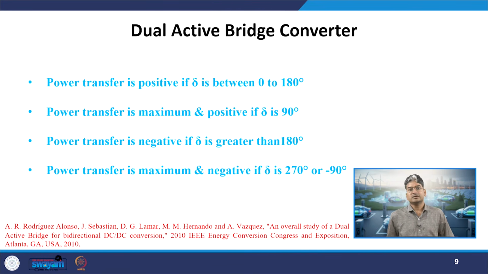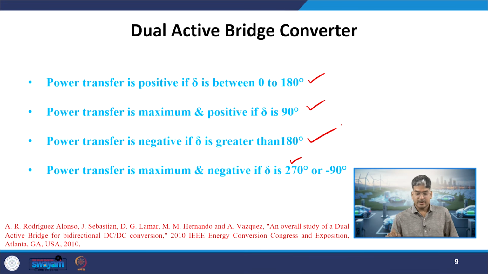Now, let us see some conclusions before going into the actual operation of our DAB. What we have observed, when delta was between 0 to 180 degrees, power was positive, that is it was flowing from the V1 side to the V2 side, or from the primary of the transformer to the secondary side of the transformer. It was maximum positive when delta was 90. Maximum power will be transferred at 270 also in the opposite direction. And when my delta becomes greater than 180 degrees, the power flow direction is changed, that is from the V2 to V1 side the power will be flowing.